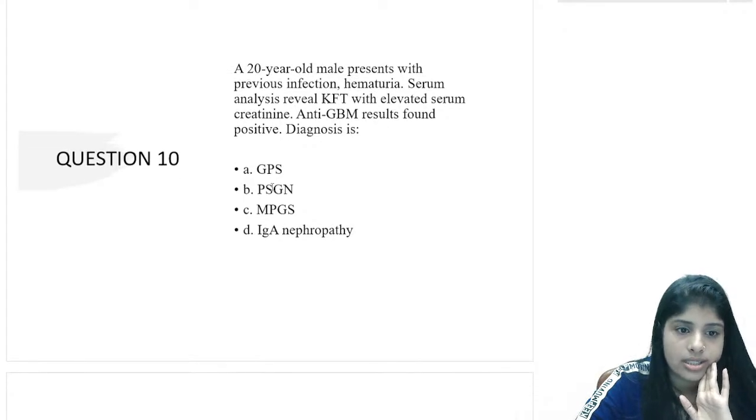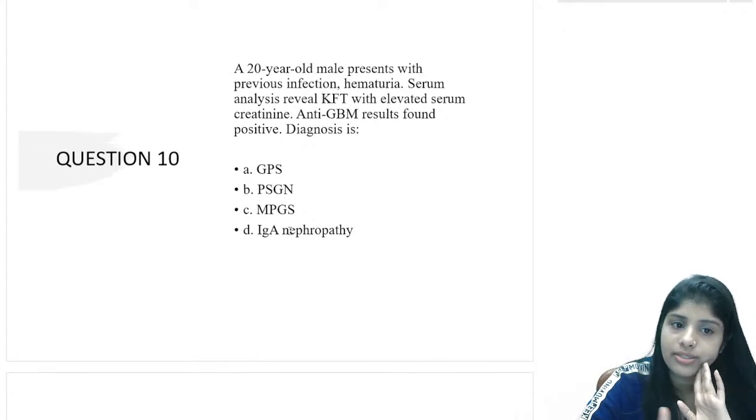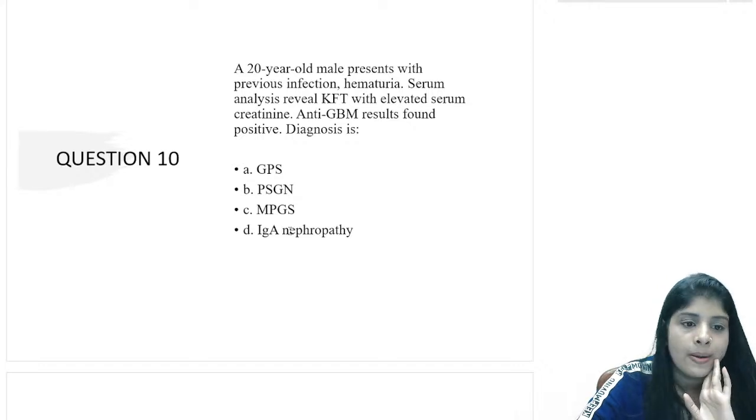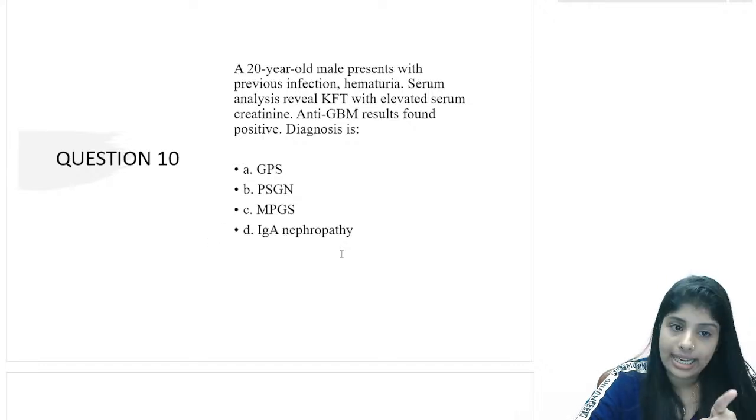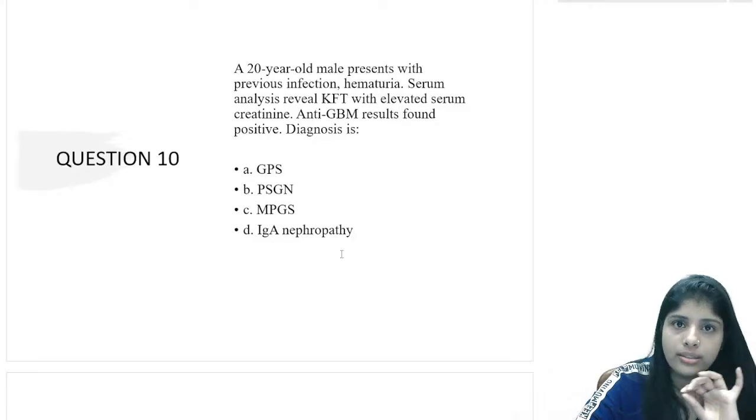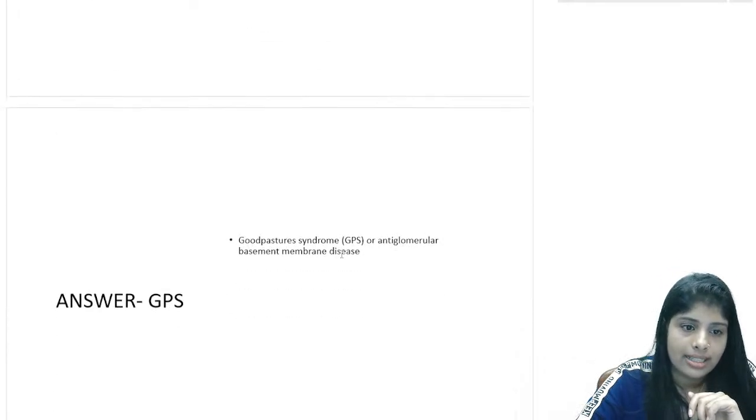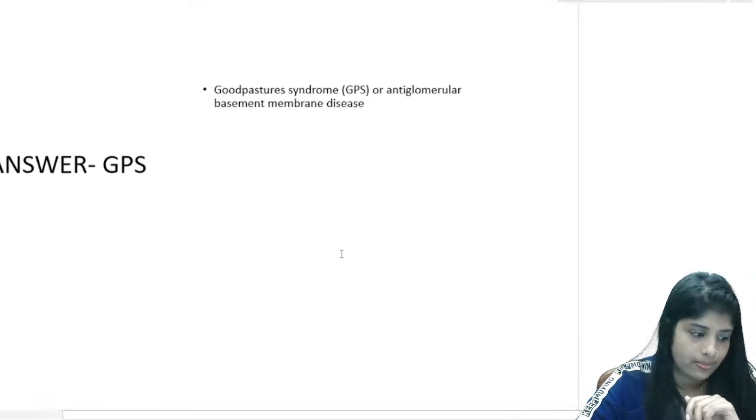We have already discussed this, and also these are discussed in the first video. Please go and see that video. In IgA nephropathy, these IgA antibodies are destroying the glomerulus. Okay. So the answer is Goodpasture's syndrome. Fine.